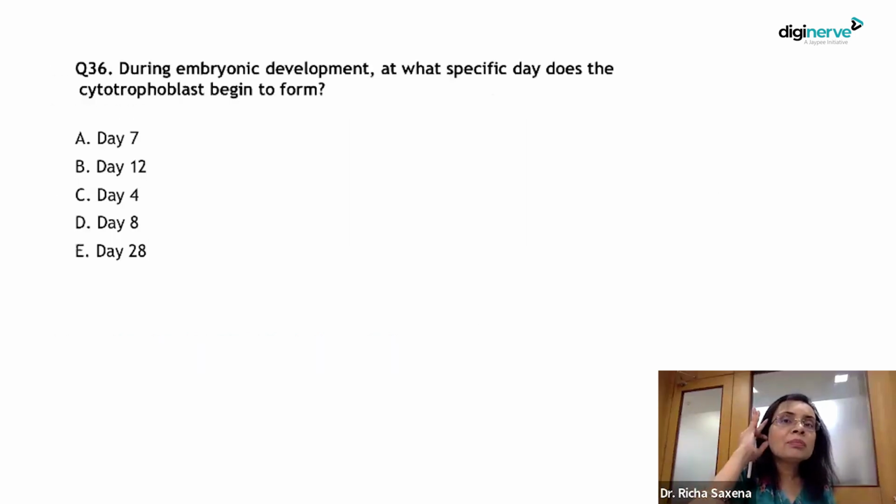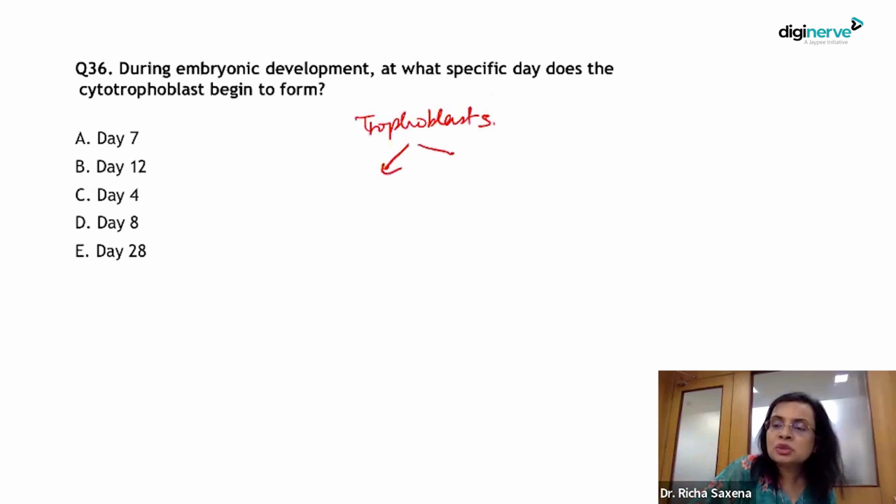During embryonic development, at what specific day does cytotrophoblast begin to form? So trophoblastic cells differentiate into two types, syncytial trophoblast and cytotrophoblast. And this usually happens by day 5 to 6, the differentiation. And it is by day 8 that the cytotrophoblastic cells begin to proliferate. This is by day 8.